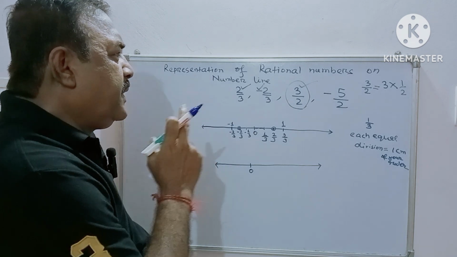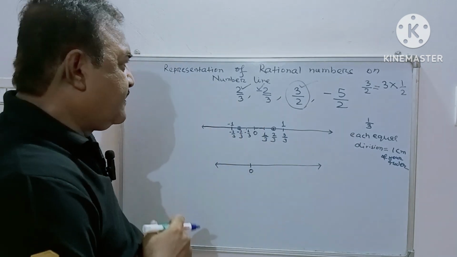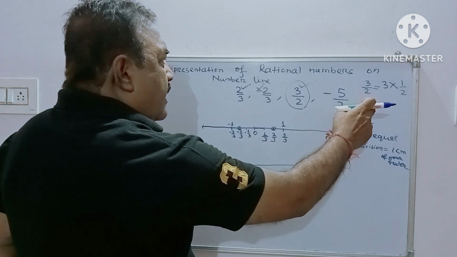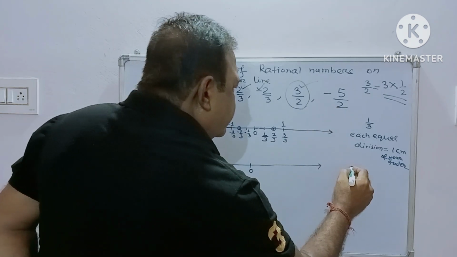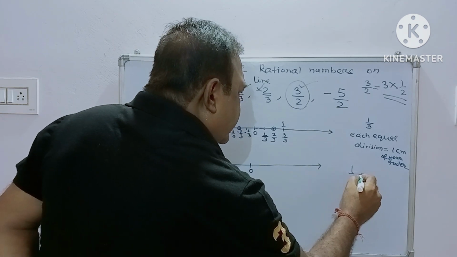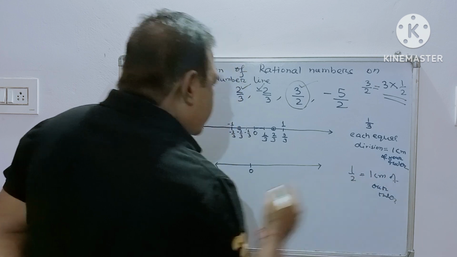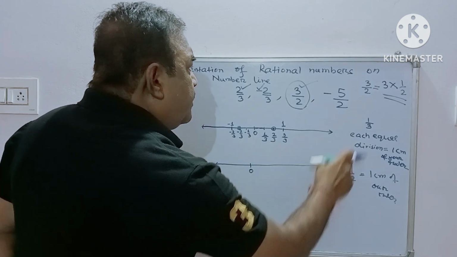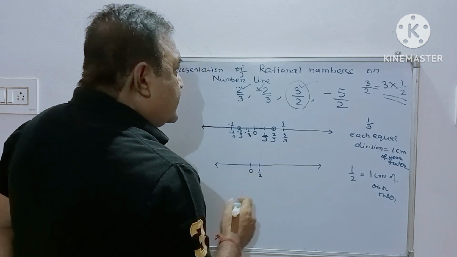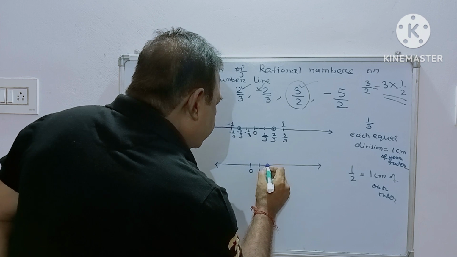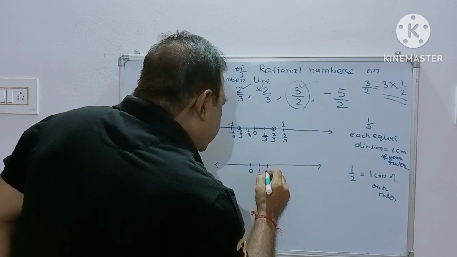So 1 by 2, or 1 divided by 2, that number is added 3 times to itself. So we have taken like this, and we see the number half. Let us take that as 1 centimeter of our ruler. So first 1 centimeter, that is 1 by 2. Now 3 times I have to take. So next 1 centimeter, so 1 by 2 plus 1 by 2, that is 2 by 2.